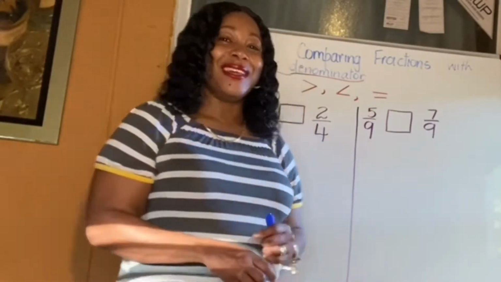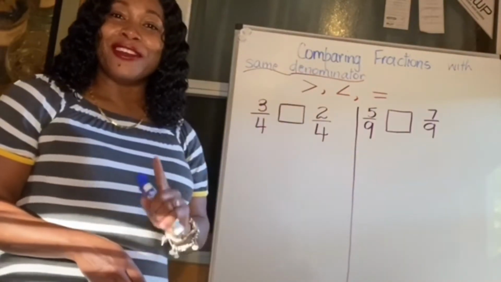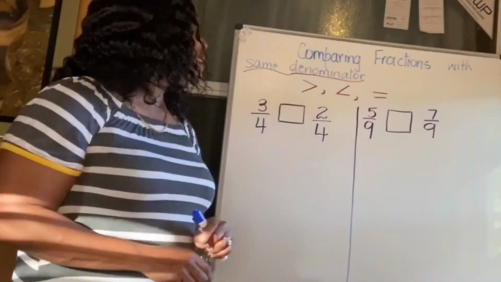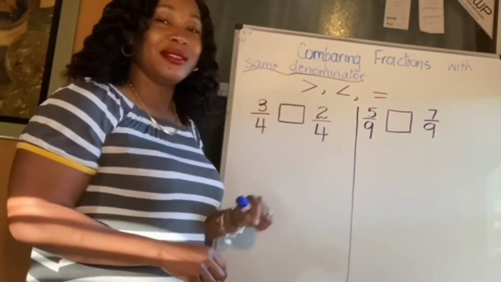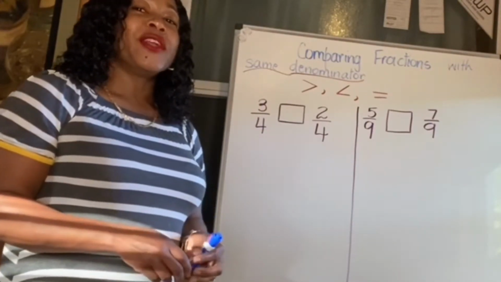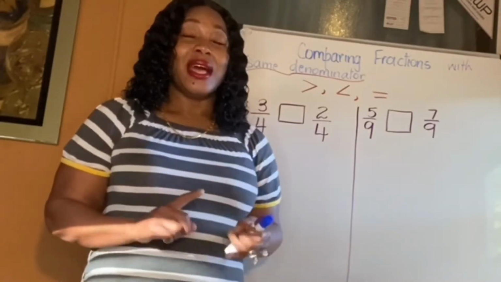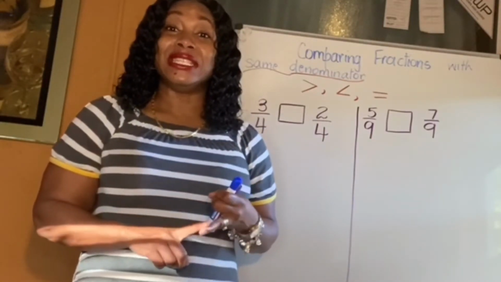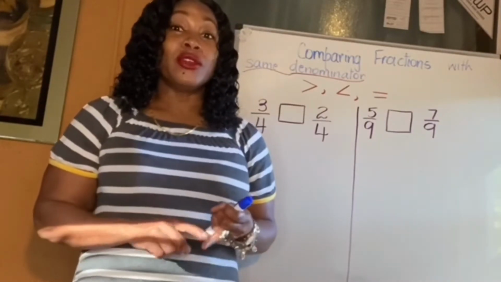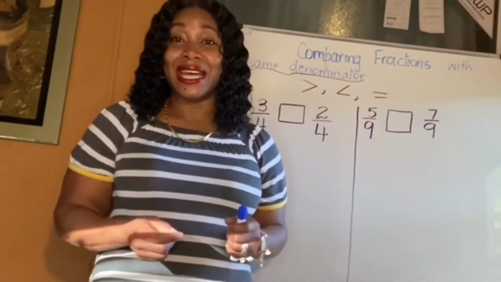Now today, as you can see on the board, we will be comparing fractions, but we're comparing those with the same denominators. Now when we think of the word compare, we're thinking about how are the fractions equal, how are the fractions different, or how are they not the same? Meaning, is one greater than the other, or is one less than the other?